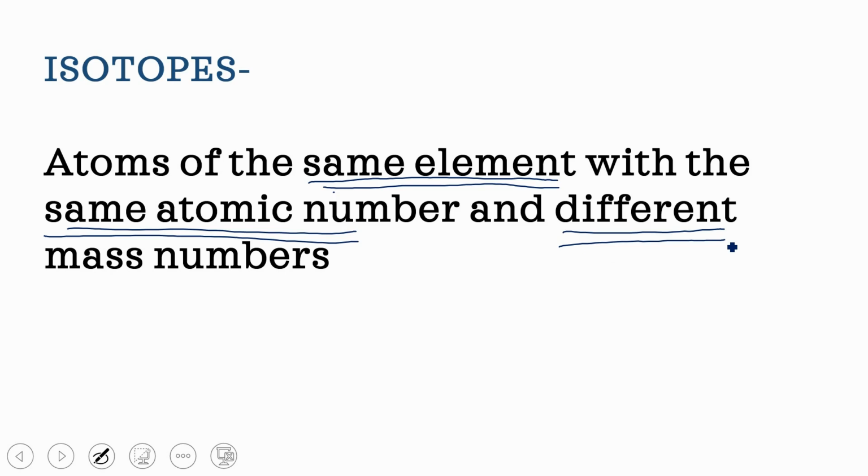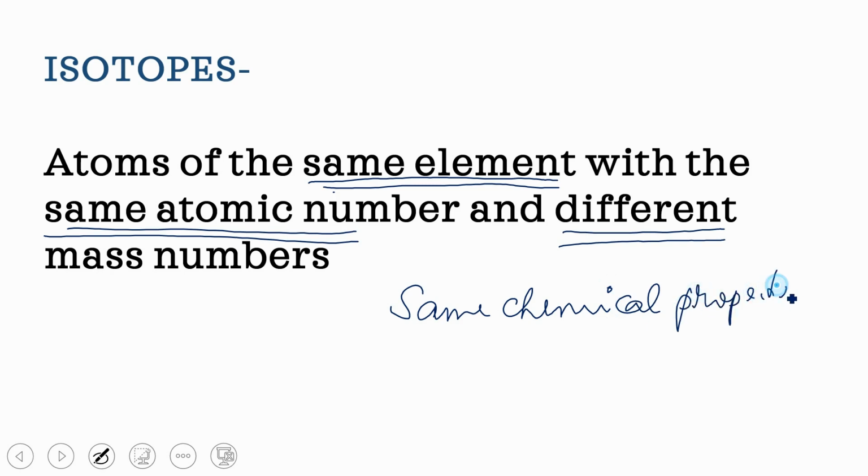Mass numbers വ്യത്യാസമാണ്, atomic number same ആണ്. Atomic number ആണ് എലിമെന്റുകളുടെ പ്രോപ്പർട്ടിയെ നിർണ്ണയിക്കുന്നത്. So isotopes will have the same chemical properties. They have only the difference in physical properties.